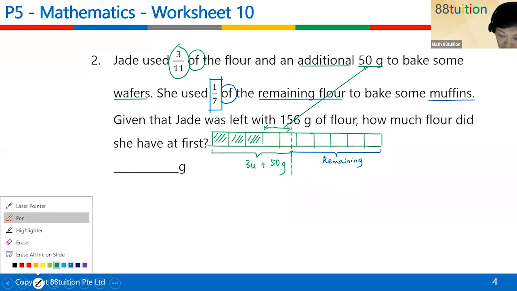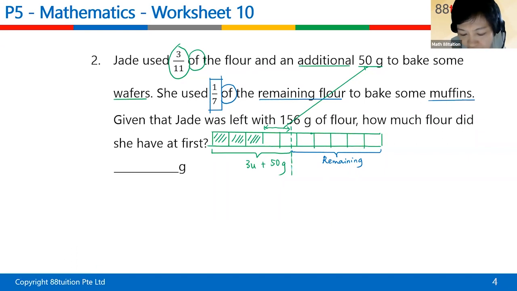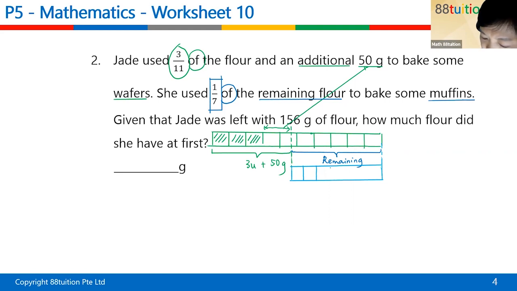Okay, then I continue from here. With this remaining, I want to bring down my remaining, so that I can see that this is called the remaining here. And then I want to check something. 1 out of 7. Where is my 1 out of 7? From the remaining. So I have to cut. 1, 2, 3, 4, 5, 6, 7. All right. So with 1/7, I'm going to shape 1/7 of this remainder to make some muffin.